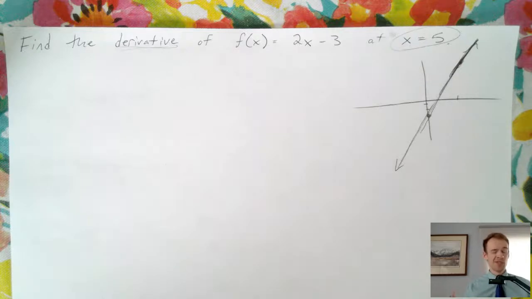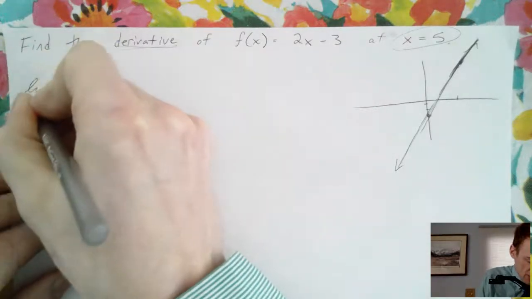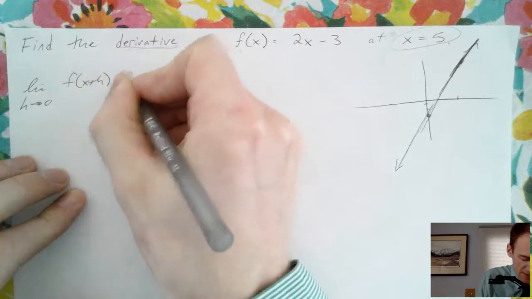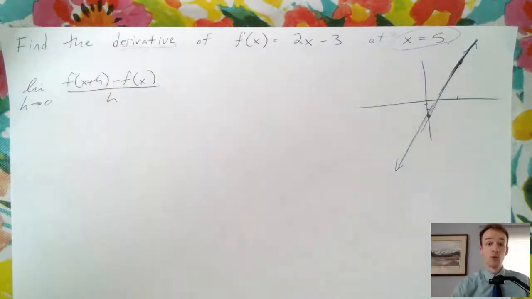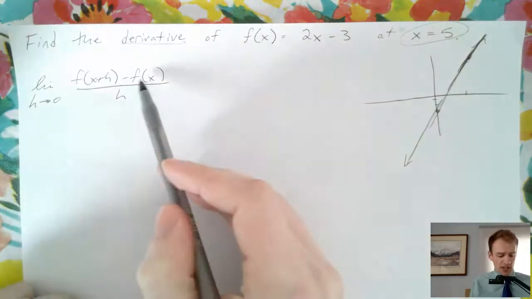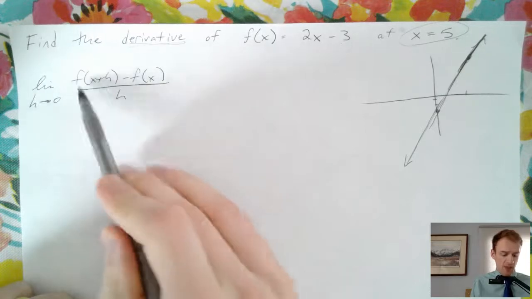But I want to prove to you that our formula that we discovered in the last video actually works. This formula right here, the limit as h approaches 0 of f of x plus h minus f of x all over h. That formula for the derivative of a function works even for simple functions like a line where we already know the slope. So this is more of just an exercise. Okay, so in order to do this, I first need to calculate f of x and f of x plus h, and then we can start to simplify this.